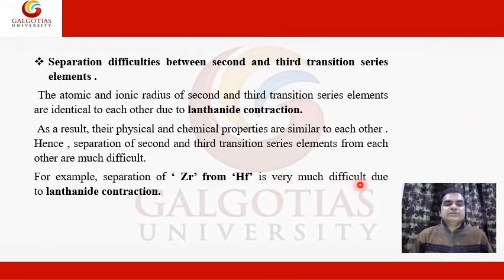Now the next consequence is the separation difficulty between second and third transition series elements. We can see that the atomic and ionic radii of second and third transition series elements are identical to each other due to the lanthanide contraction. So, as a result, their physical and chemical properties are similar to each other. That's why separation of second and third transition elements from each other is very difficult. For example, separation of zirconium from hafnium is very difficult due to the lanthanide contraction.